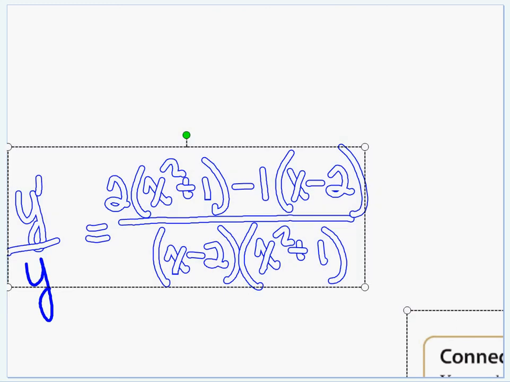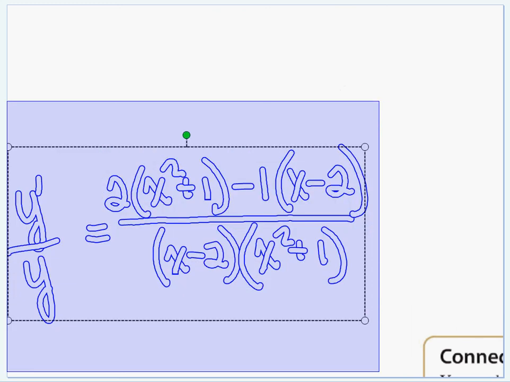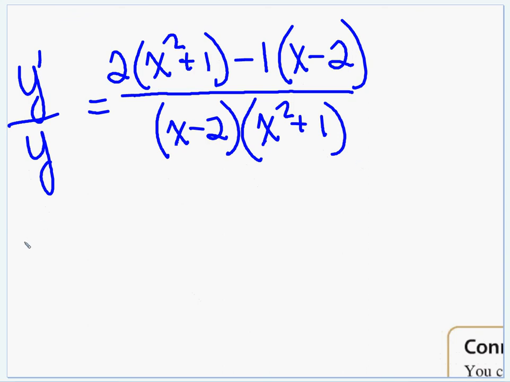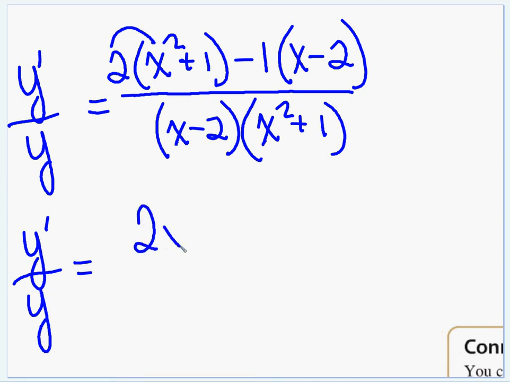Next step, distribute the 2 and the negative 1, and we can combine like terms. So this is still y prime over y. So let's see here, we'll distribute there and get a 2x squared. If we distribute here, we'll have a minus x, and then we'll have a plus 2 and a plus 2 more.